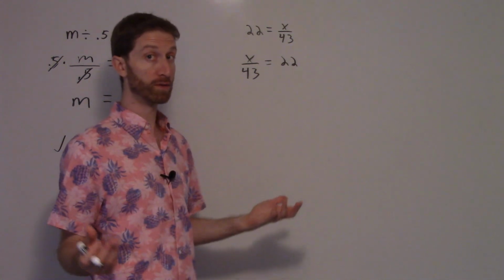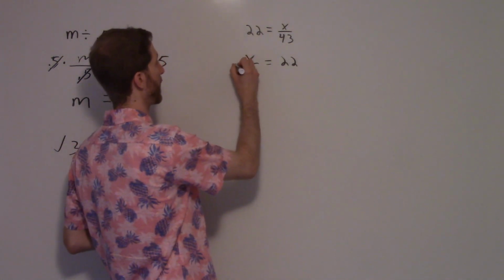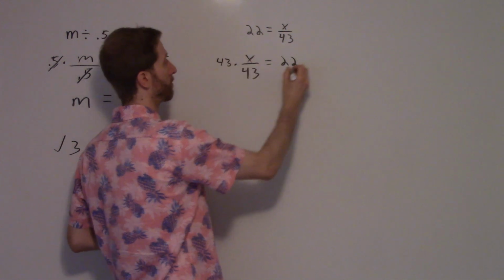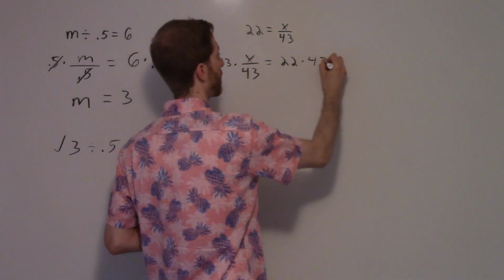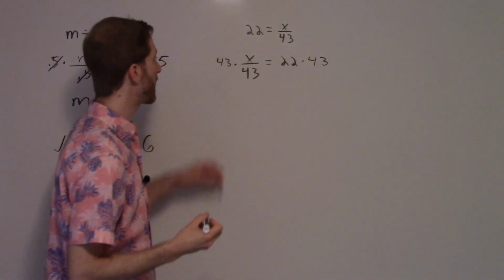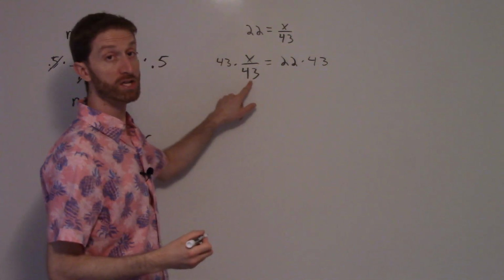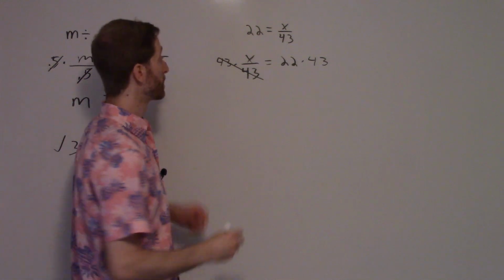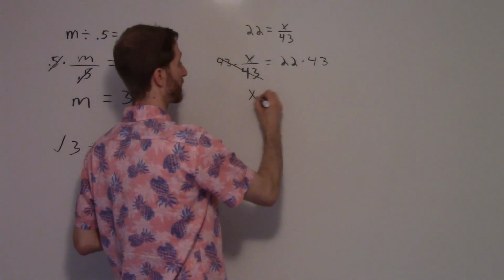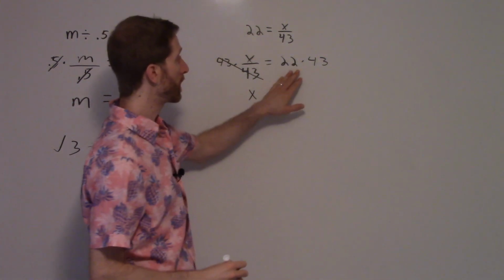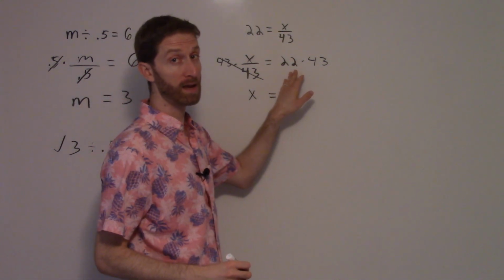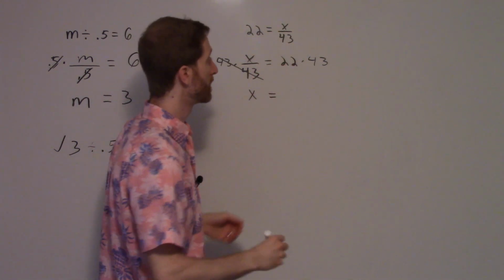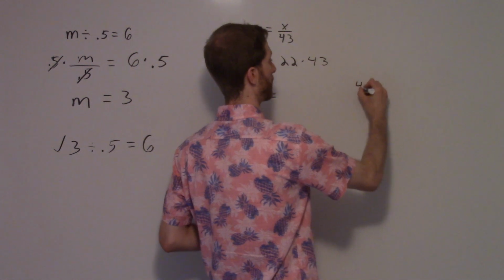Now I want to undo division by 43. How do I undo division by 43? I multiply both sides by 43. Multiplying by 43 undoes division by 43. They're actually dividing out to give me 1, and I'm left with x is equal to, now again, this is where a calculator might be handy, or you can go off and do it by hand. I'll do it by hand over here.